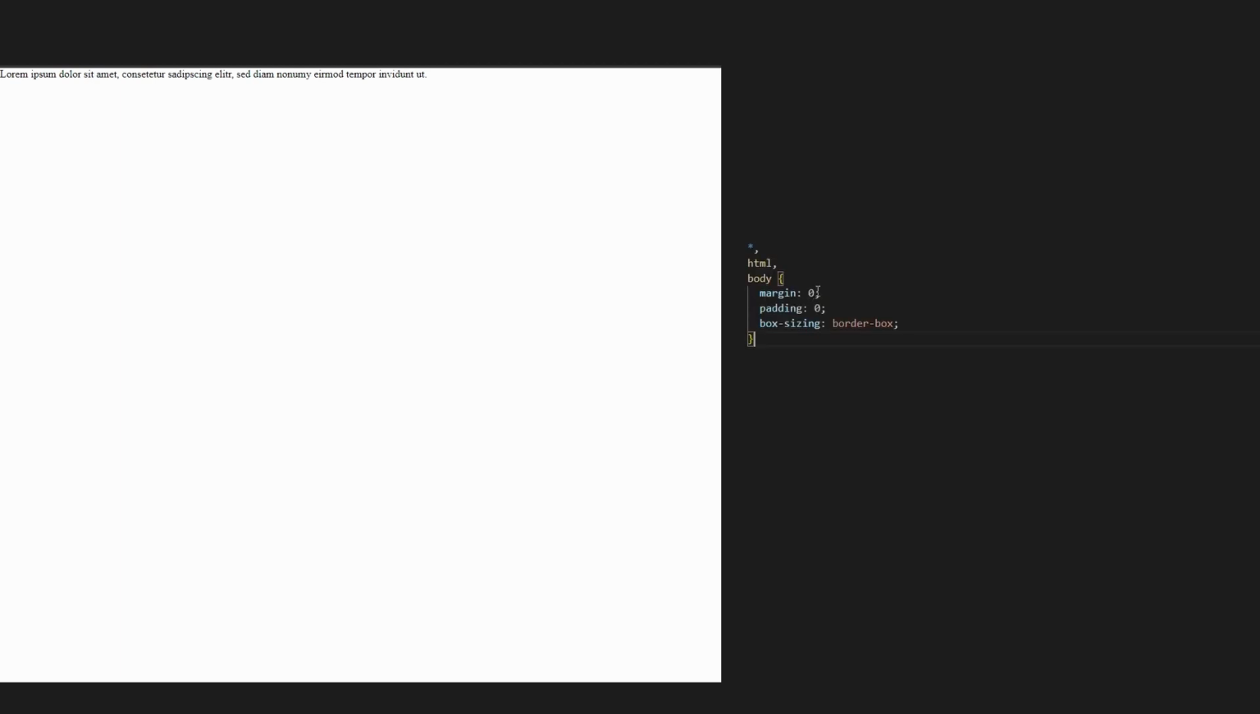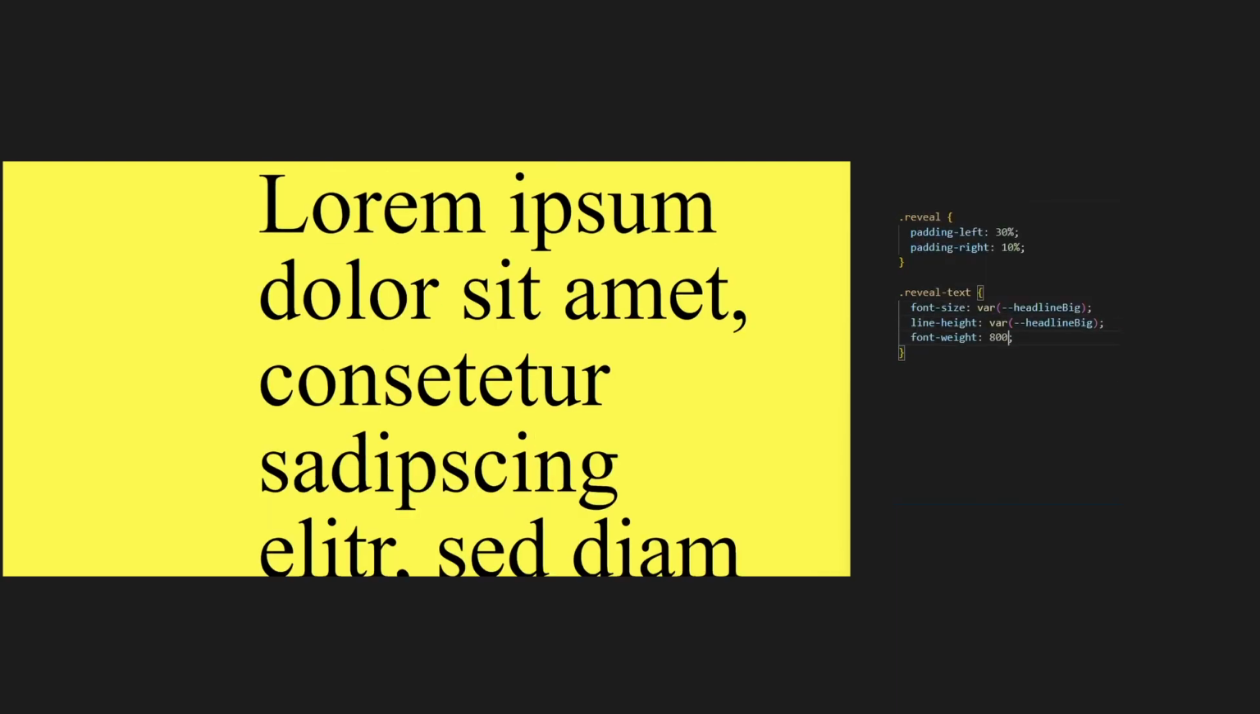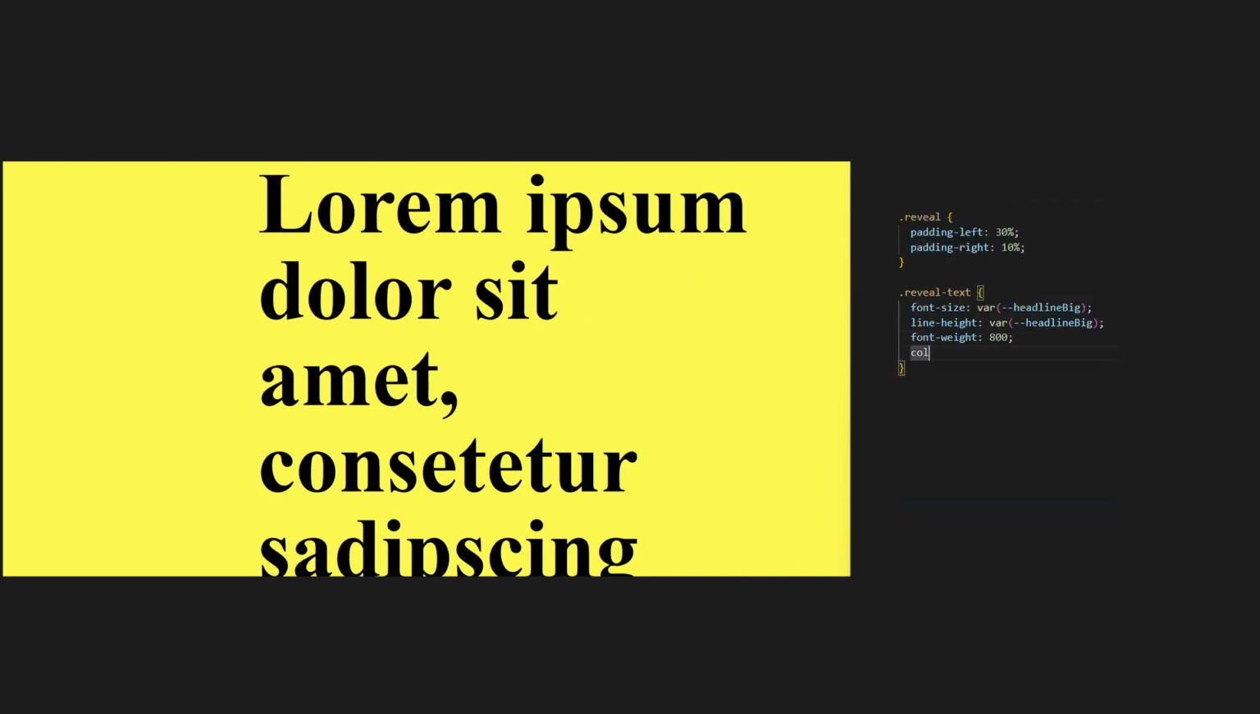So right now we can start the CSS, and I'm just going to put some constants in the root for the background and for the text. So right now I'm just going to style the component. I'm going to style the wrapper, starting with a padding left of 30% and padding right of 10%. And I'm going to style the text with a bigger font size than this one. I'm going to put a narrower line height and font weight of 800 and the color the same as the background.